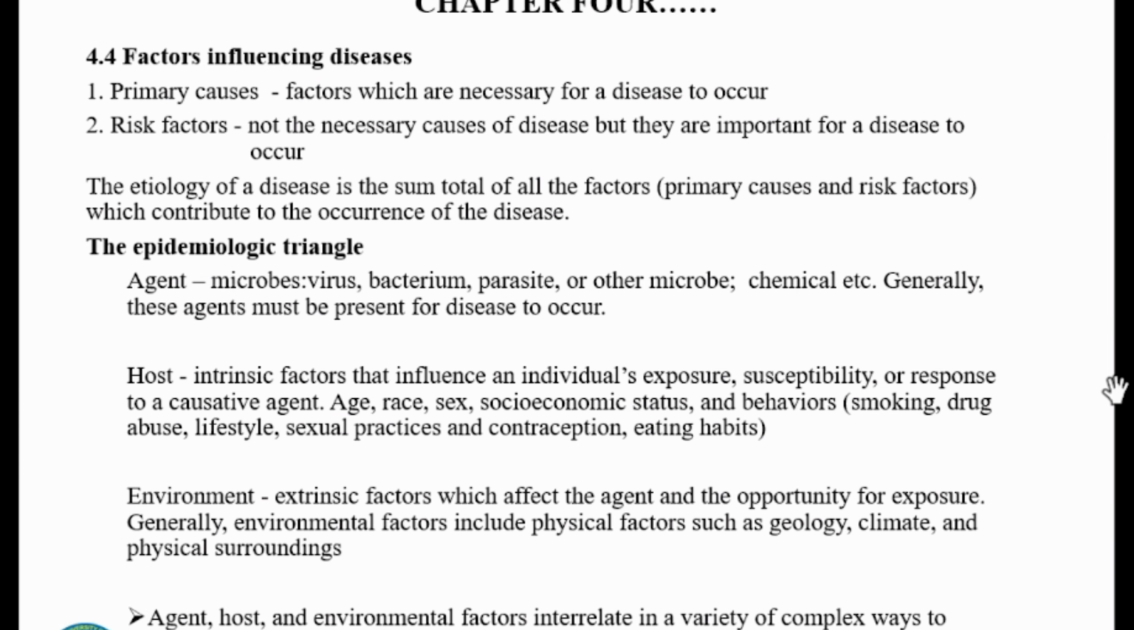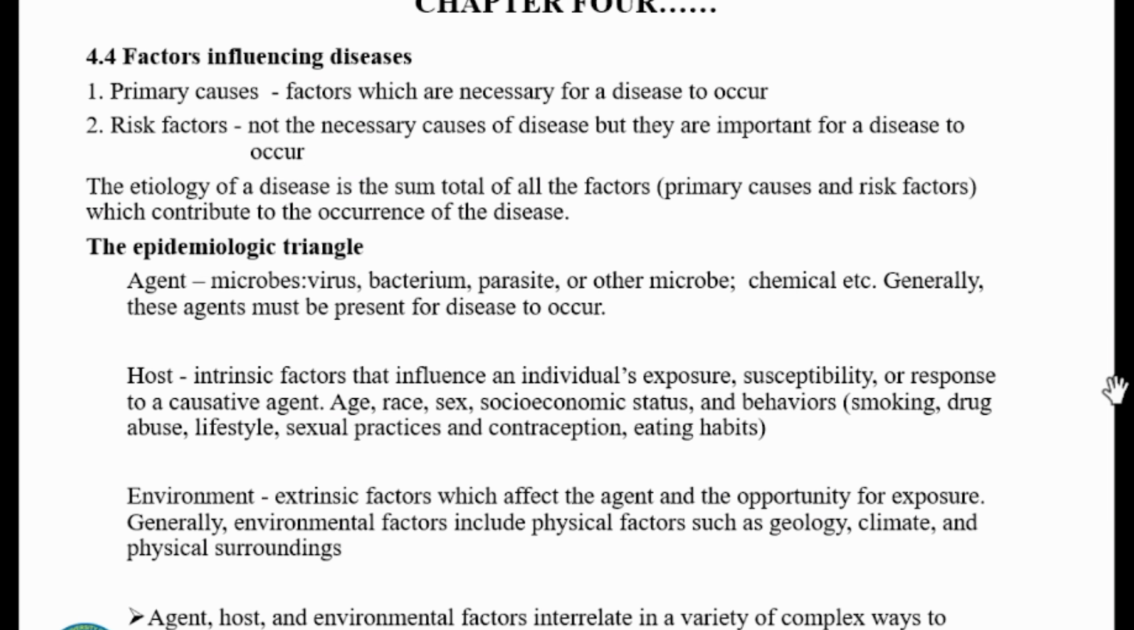The epidemiological triangle: we have agent, host, and environment. Agents are microbes, viruses, bacteria, parasites, or other microbes, chemicals, etc. Generally, these agents must be present for a disease to occur. And then we have host. These are intrinsic factors that influence an individual's exposure, susceptibility, or response to a causative agent. For example, age, race, sex, socioeconomic status, and behavior.